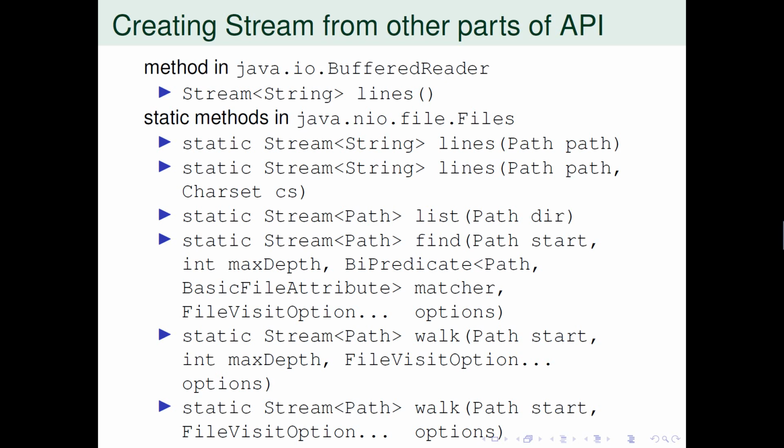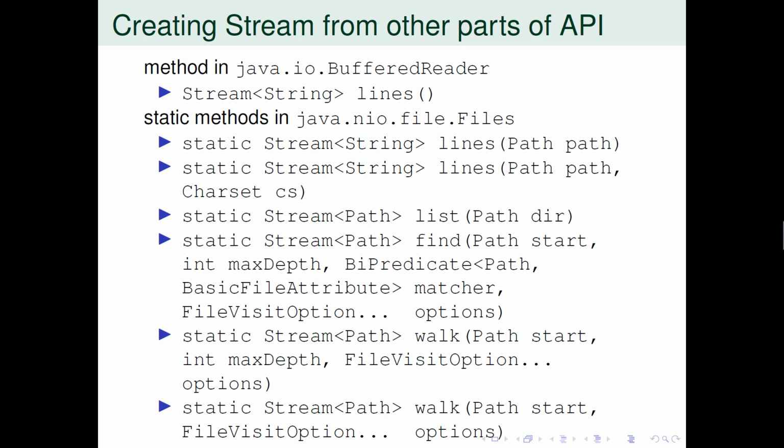So if you have created a buffered reader, you could use the lines method to get a stream of string. Each line is one string, one element. So one element for each line. It's a string type, so a stream of string. Fine. The lines method is available again.